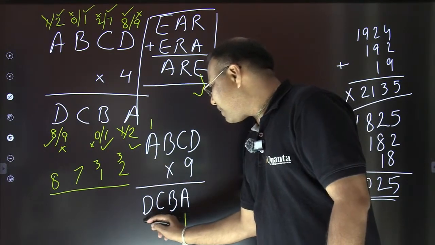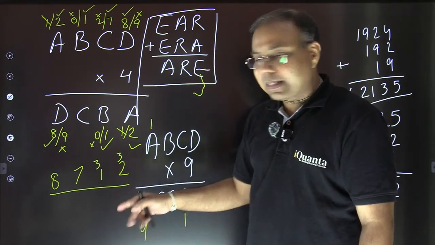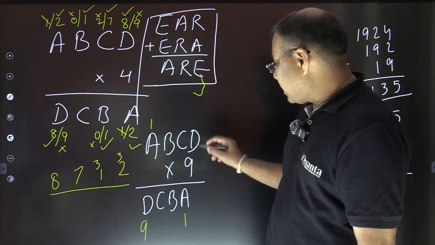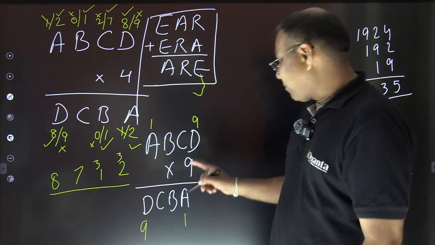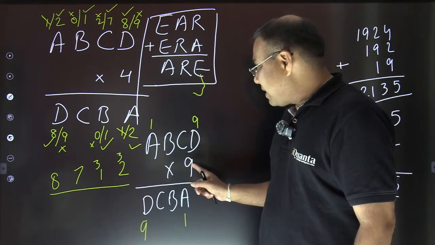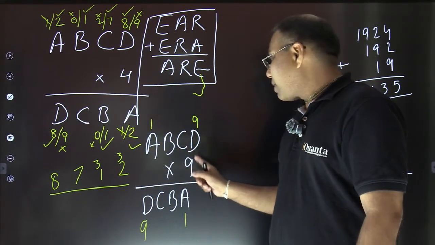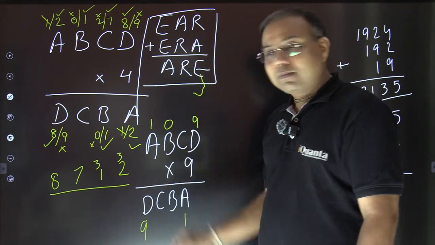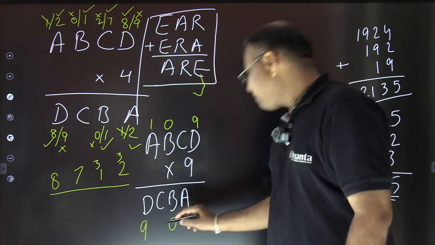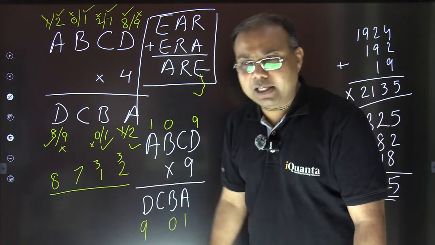So D has to be 9 also. It can't be more than that. So 9 into 9 ends in 81. Also, one more thing. 9 into 1 is 9, so there is no carry involved in the previous step. So clearly B must be 0 only. Right? B must be 0 only. Now we only need to figure out the value of C.